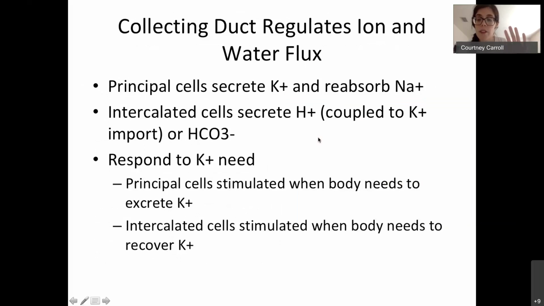The collecting duct also has that regulatory capacity. We have principal cells and intercalated cells. Principal cells are going to secrete potassium as well, and they're going to reabsorb sodium. And then the intercalated cells respond to acid-base balance and use that acid-base balance to couple it to potassium import.